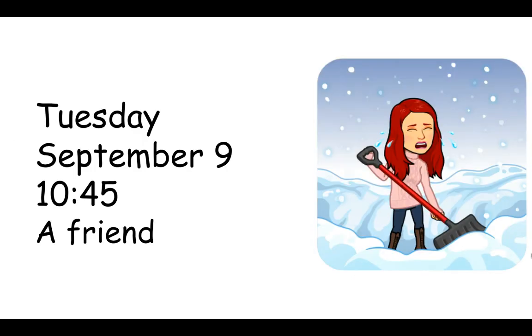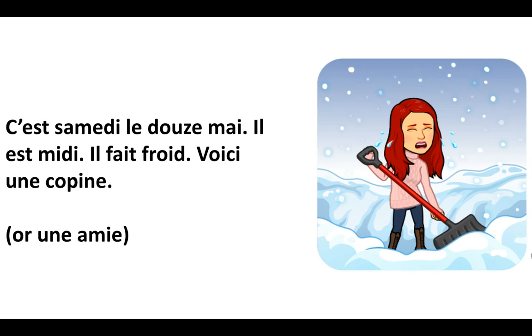Tuesday, September 9th, 10:45. It's snowing. Look at that. A friend. And obviously this friend needs to be a girl because the person in the picture is a girl. Press pause to write your description and then press play to see the French solution. Okay. C'est samedi le 12 mai. Il est midi. Il fait froid. Voici une copine. Or, voici une amie. Either one, they both mean friend.